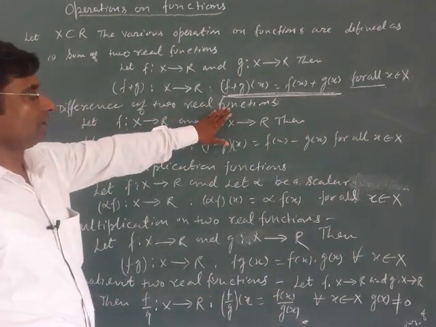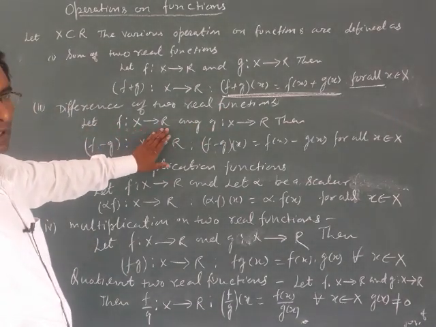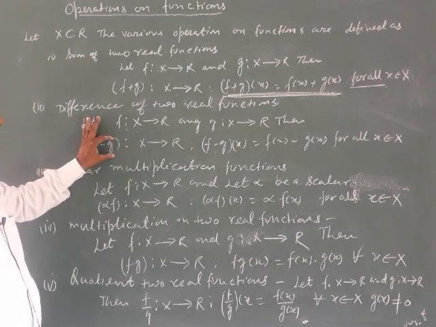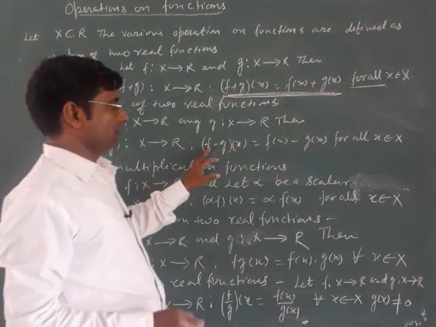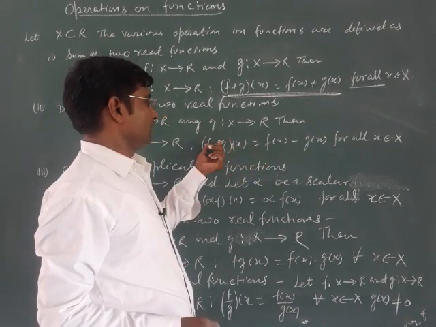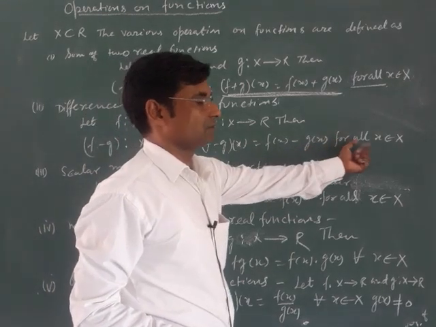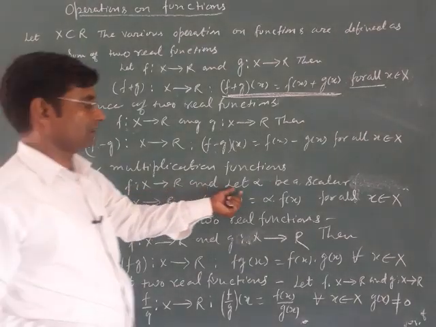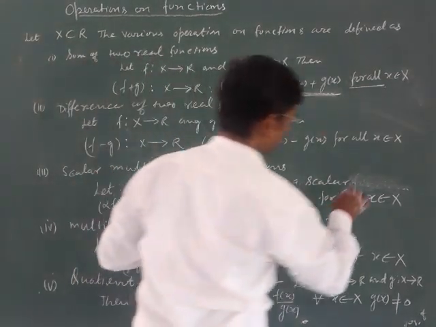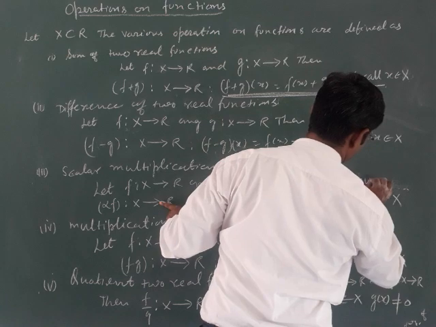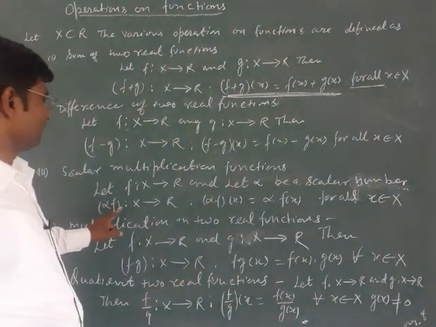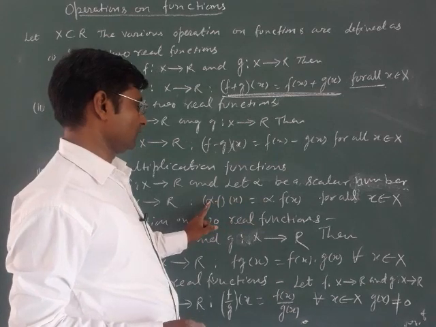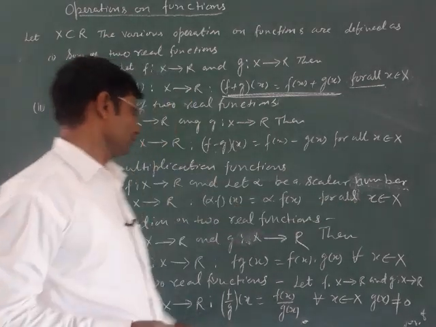Difference of two real functions. Let f from X to R and another function g from X to R, then f - g from X to R, so (f - g)(x) = f(x) - g(x) for all x belonging to X. Scalar multiplication of a function: let f from X to R and let alpha be a scalar number, then alpha f from X to R, so (alpha f)(x) = alpha times f(x) for all x belonging to X.